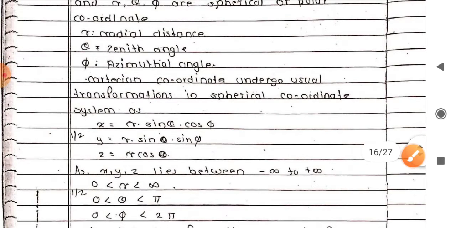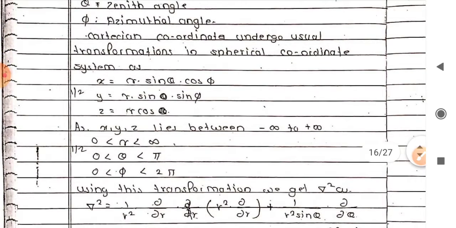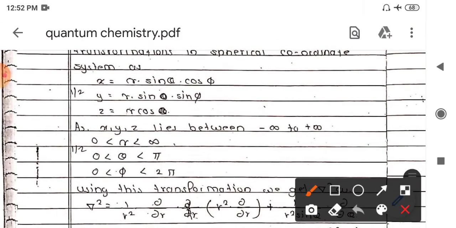So the Cartesian coordinates undergo the usual transformation to spherical coordinates, as we have seen. x is equal to r sine theta cos phi, y is equal to r sine theta sine phi, and z is equal to r cos theta. Any of these values can be used.